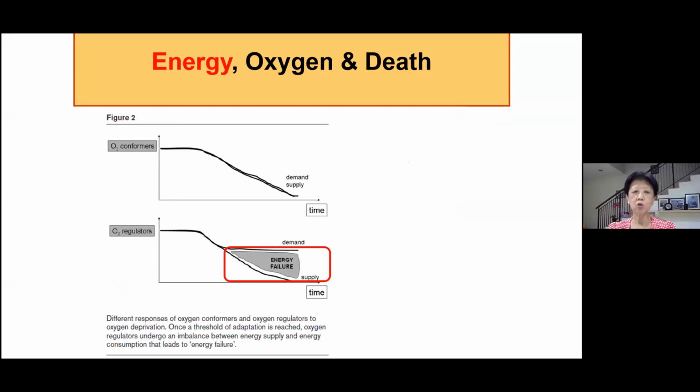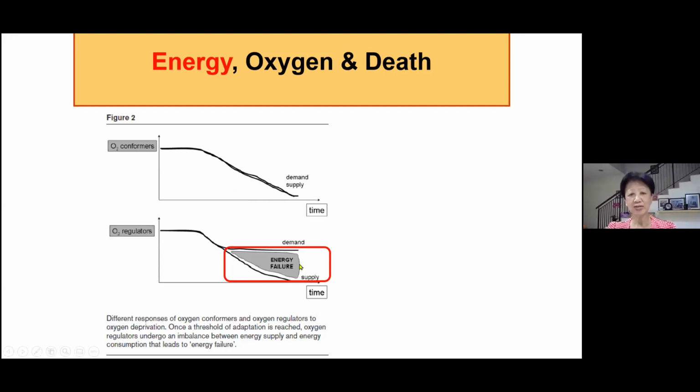Now, there are two types of oxygen users: the oxygen conformers or the oxygen regulators. The conformers are those animals that are hibernators, where in the state of reduced supply of ATP, the demand also goes down in parallel. We, however, are oxygen regulators, where when the supply comes down, our demand does go down a bit, but not as well as those of the oxygen conformers. So there will be a gap between demand and supply, and that gap is described as energy failure.